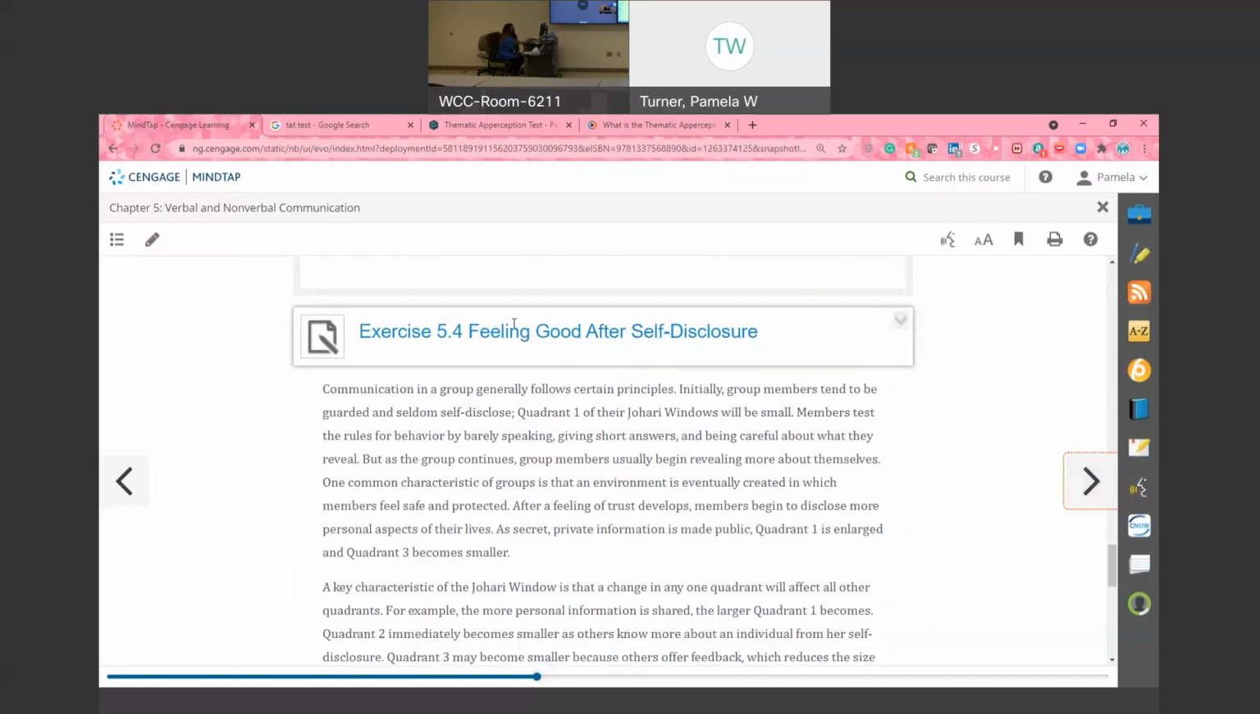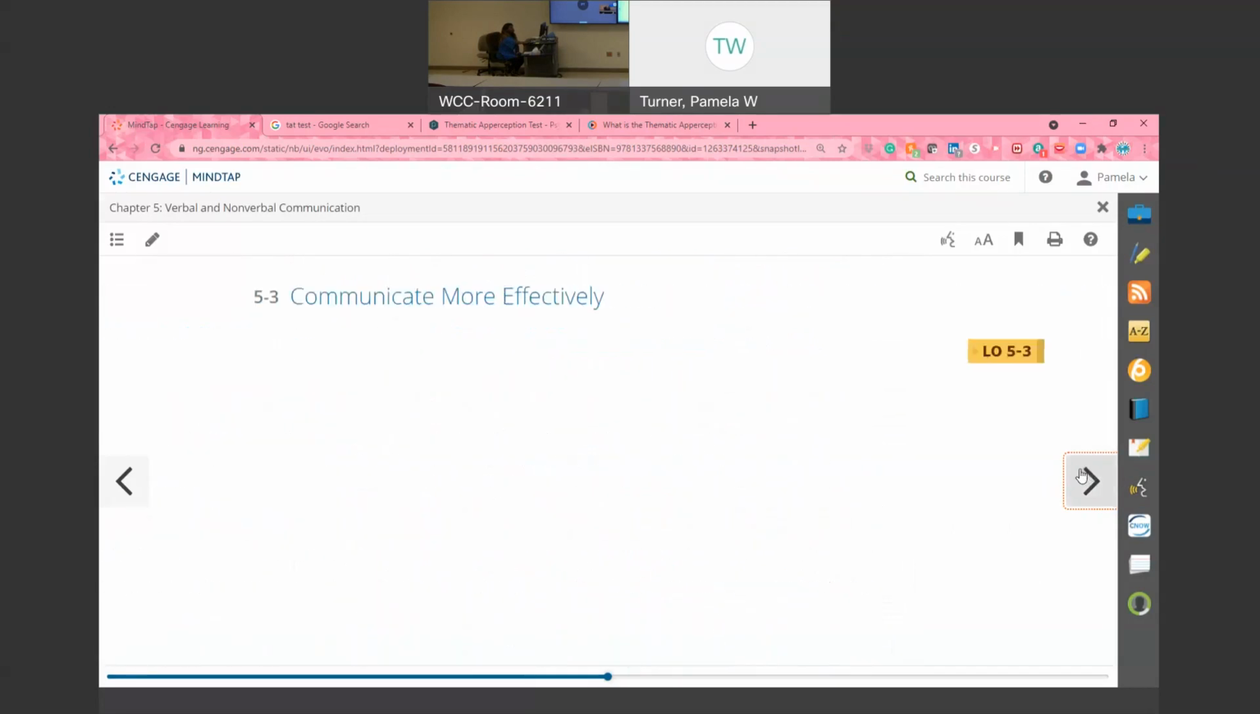So again, feeling good after self-disclosure. We're going to do that exercise, but it really talks about stuff I've been carrying on my chest for so long, things that I think people would hold against me, things that I think would change the way you look at me. That's heavy. That's really heavy. When I'm able to tell somebody, it's great.